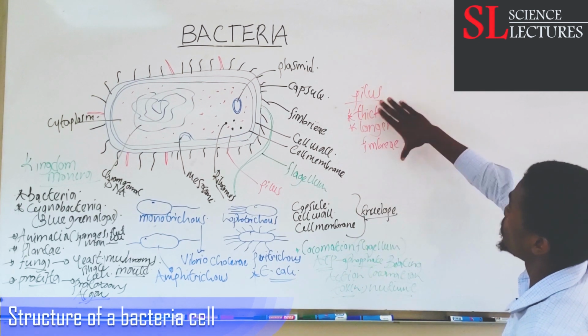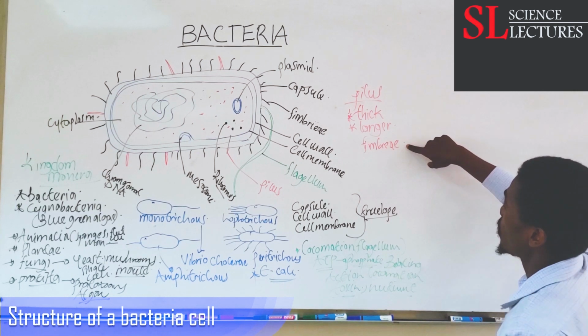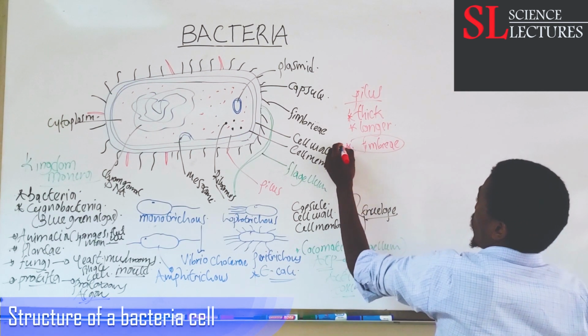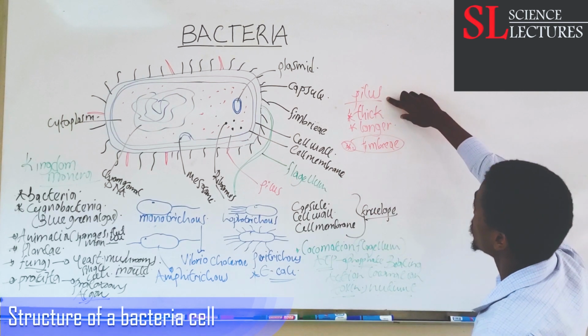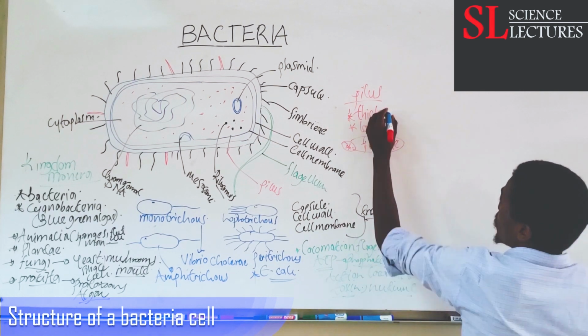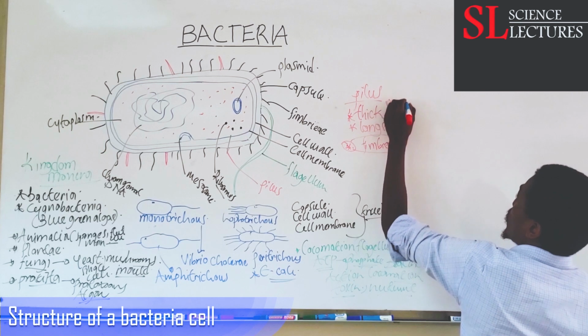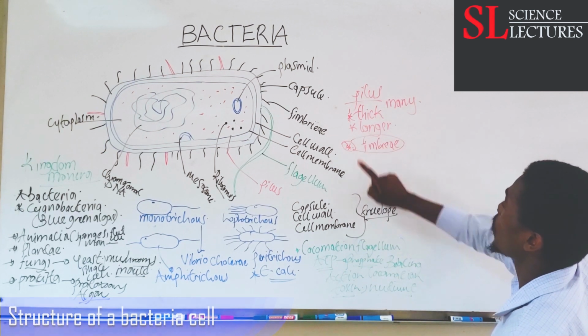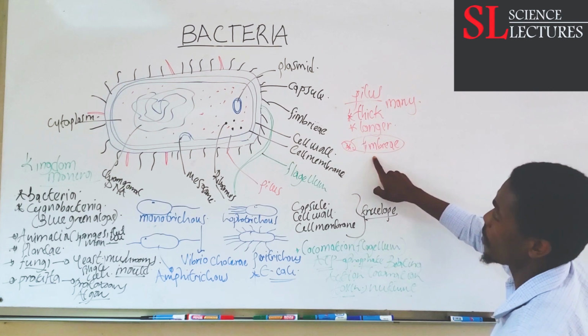In some books, the pili and fimbriae are considered to be the same. However, they are kind of different. The pili are many in number. That is what we should know. They are thick and longer as compared to the fimbriae.